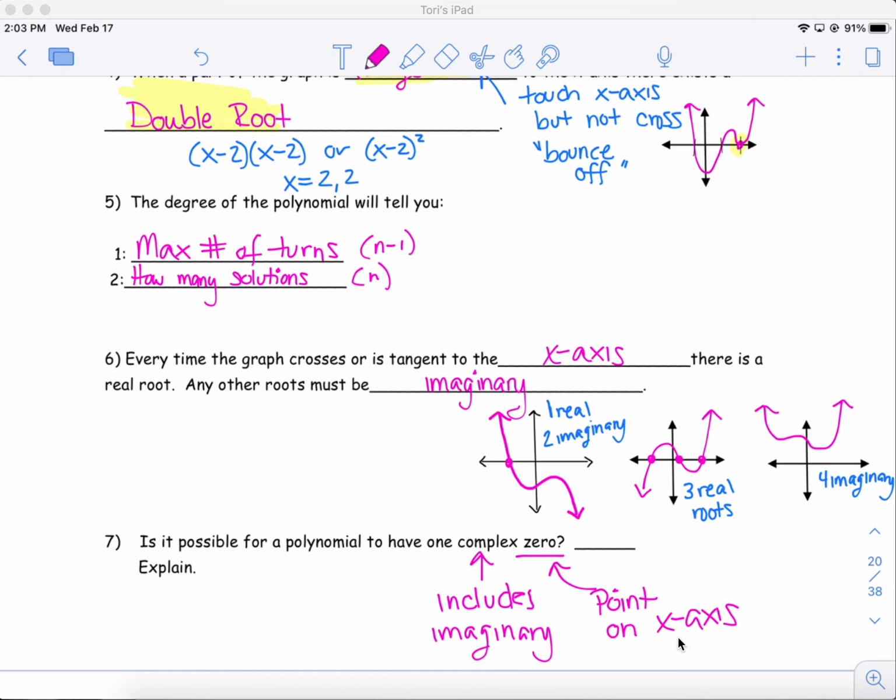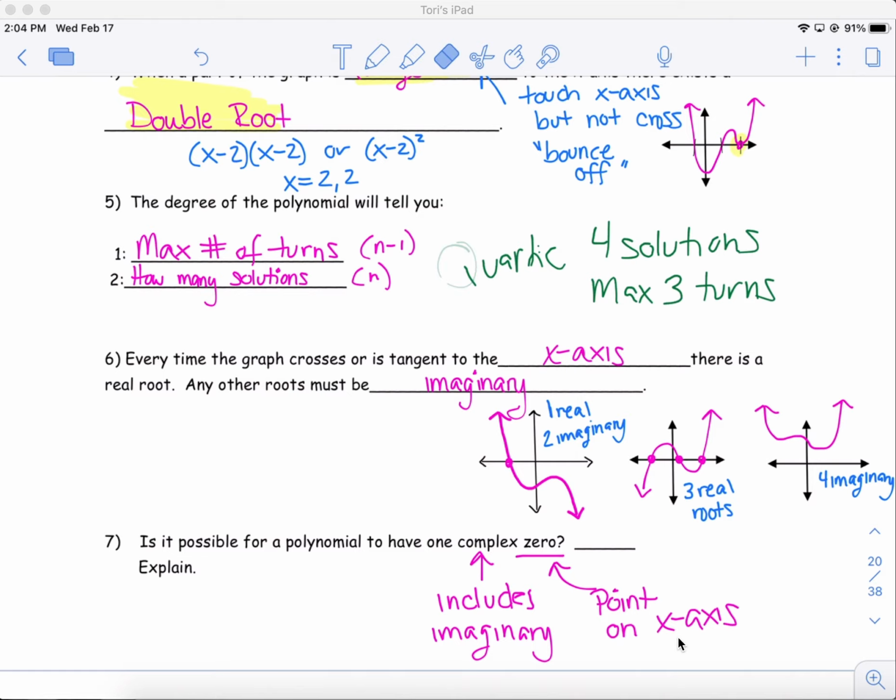So if I have a cubic, then I have 3 solutions and a max of 2 turns. If I change that to a quartic, remember quartic is 4, then I would have 4 solutions. Again, they might be x-axis intercepts, they might be real numbers, they might be imaginary, but I would have a maximum of 3 turns. Again, maximum does not mean it turns that many times. It just means it could turn that many times.